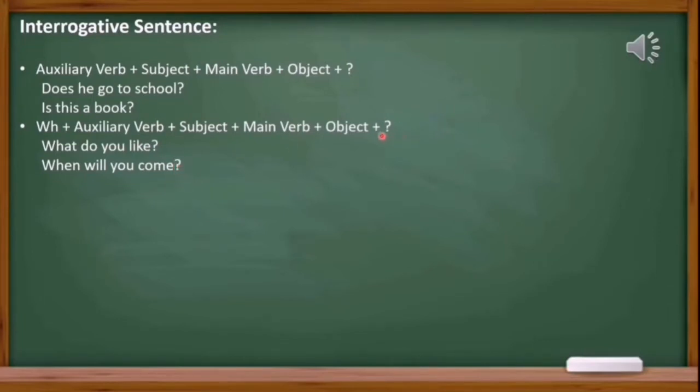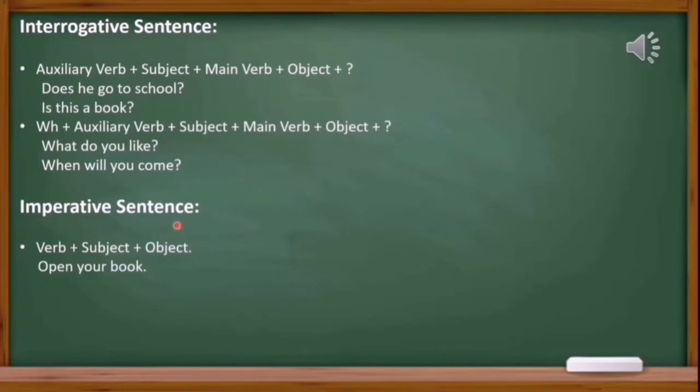Okay, now we're going to show you the imperative sentence. What is an imperative sentence? The imperative sentence is one which expresses command, order, request, suggestions. Okay, so form the sentence. And now let's see the structure and the examples. The structure is verb plus subject plus object. For example, you can see, open your book. Open your book. Here open is a verb, your is subject and book is object.